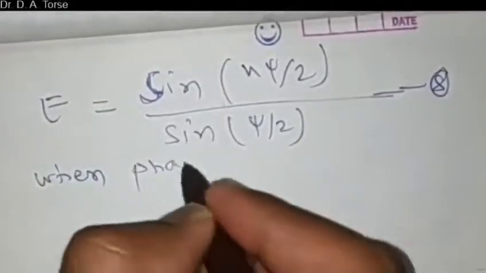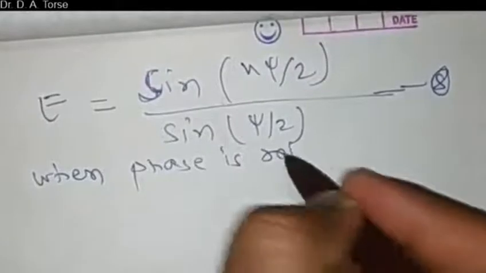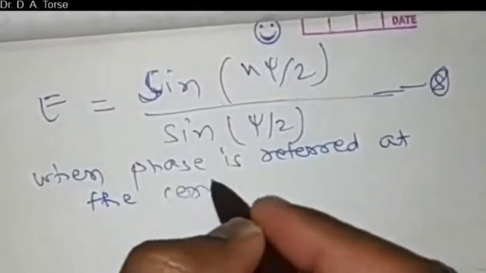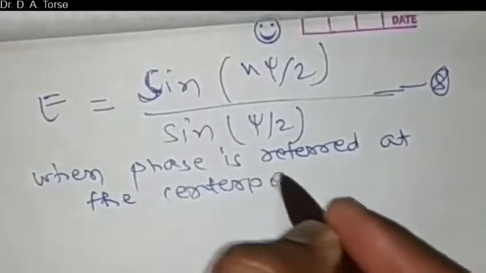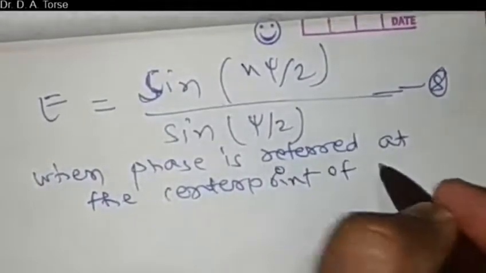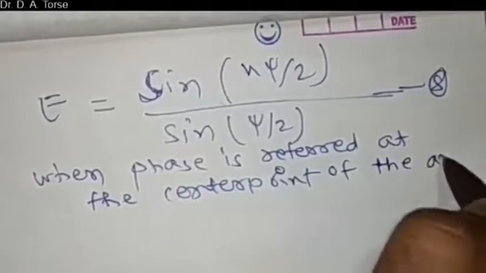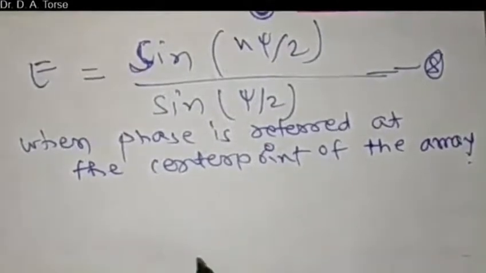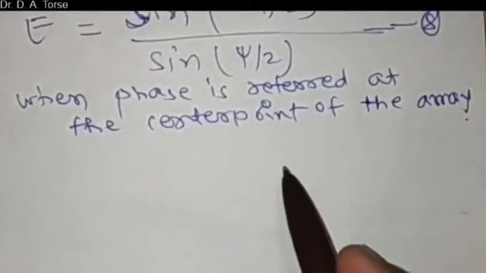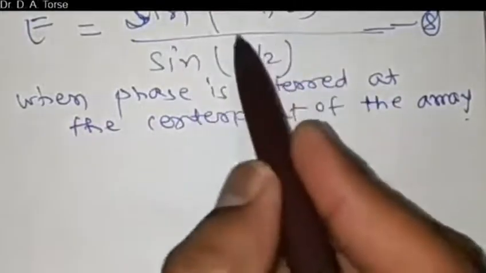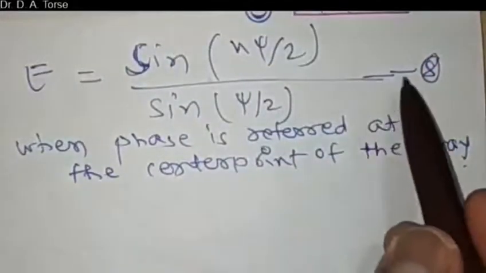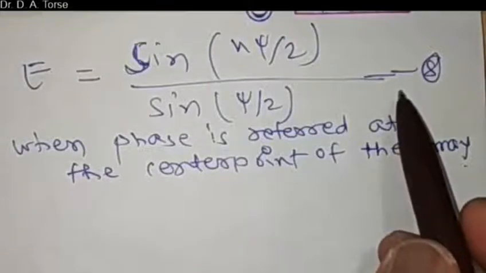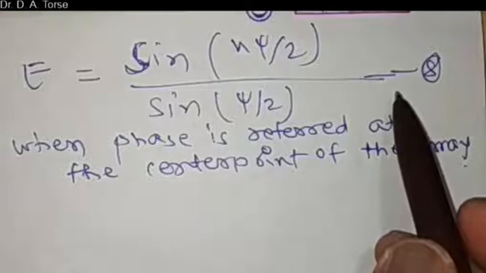When phase is referred at the center point of the array, this is one condition you must remember. When we are referring phase to the center, then we get the equation in this form. The value of zeta we will not consider here because we are not referring the first end point source as the phase reference, but we are referring the center.